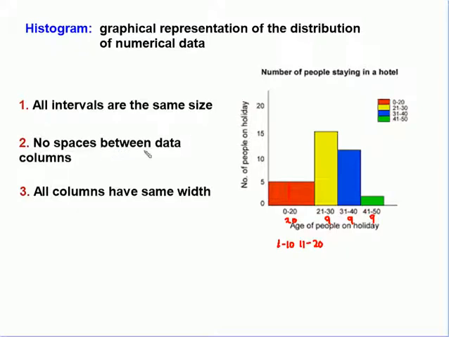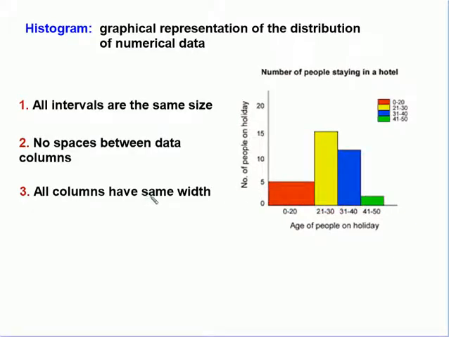Also, there can be no spaces between the data columns. These are our individual data columns over here. This is one data column here and another one here. And if you notice, there are no spaces between those data columns. They're butted right up against each other, pushed right up against each other. And that is important for a histogram.